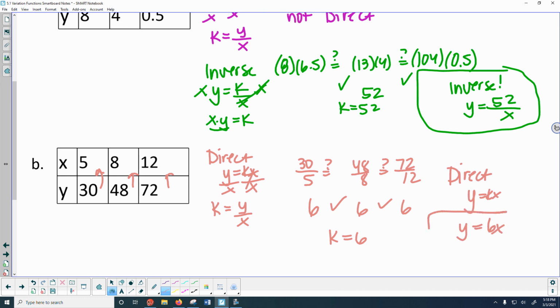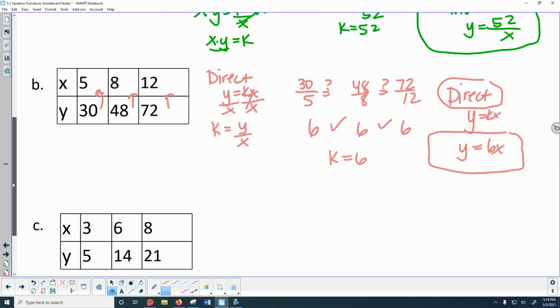So this is direct. Again, my formula is y equals 6x. That's my equation. So to check it, is 6 times 5 30? Yes. 6 times 8, is that 48? 6 times 12, is that 72? All yes for those. Let's try C.